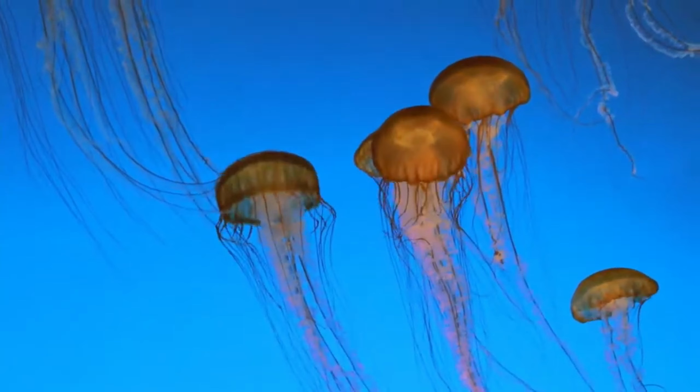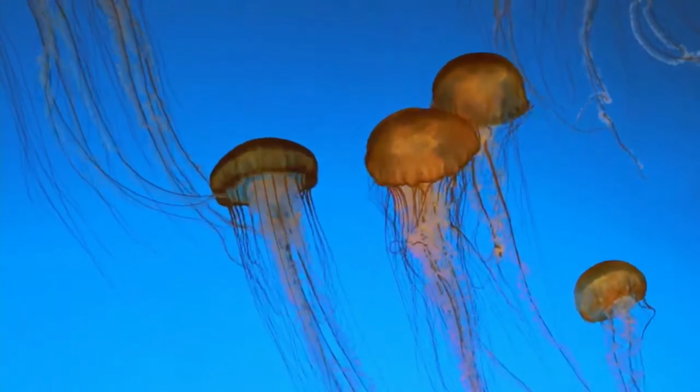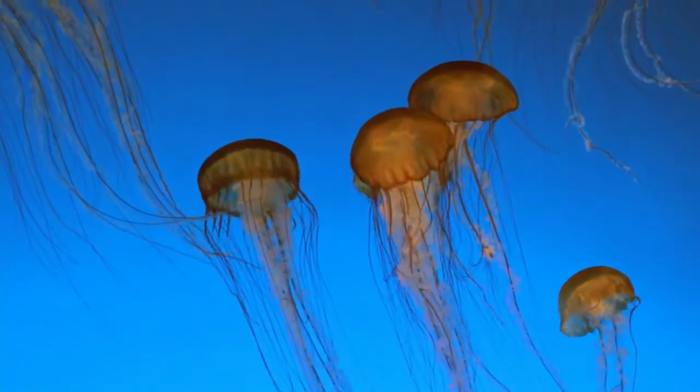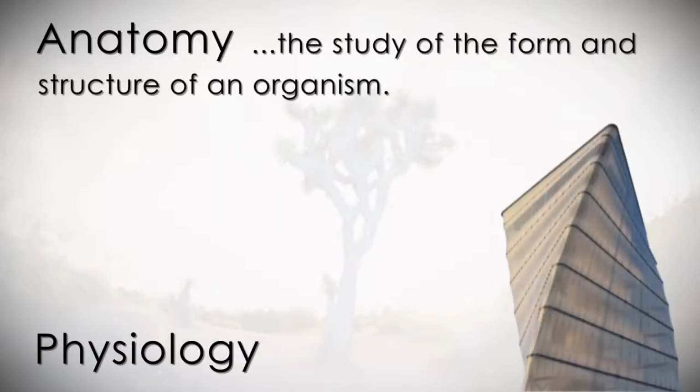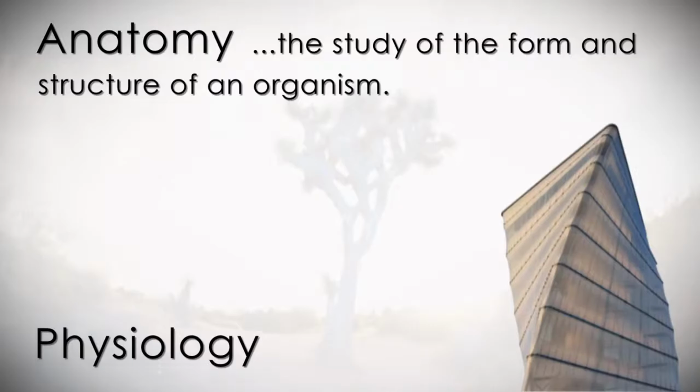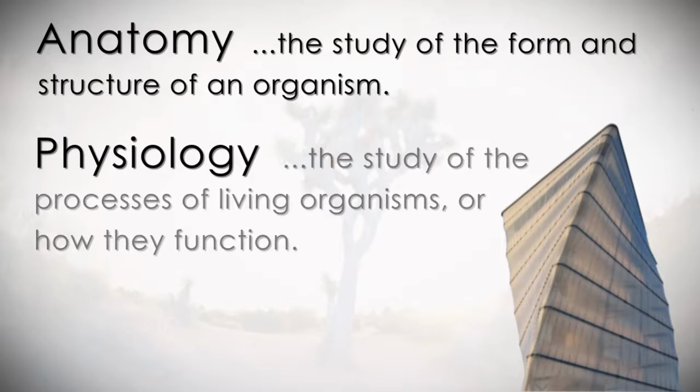Before we get into the anatomy and physiology of the cell, we need to first understand the words themselves. So what is anatomy and physiology? Anatomy is the study of the form and structure of an organism. Physiology is the study of the processes of living organisms, or how they function.